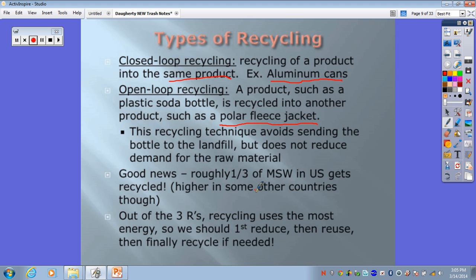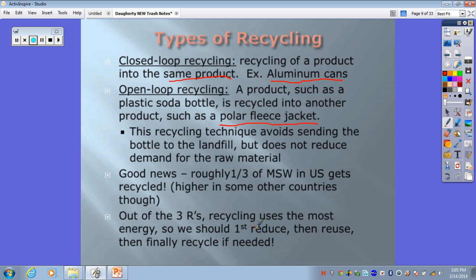You used to have to sort out all your recycled goods on your own, wash them out and actually drive and take them to recycling bins in the community. Now they come and pick it up from your homes in one big box, so they've made it much easier. So you really don't have an excuse to not be recycling. And this just says, out of the 3 R's, recycling uses the most energy, so you'd want to do that as kind of last resort.